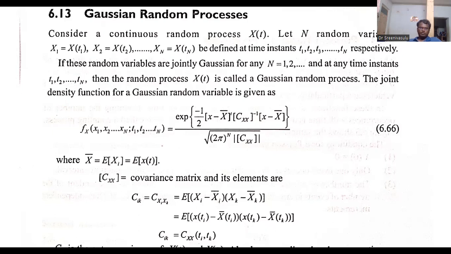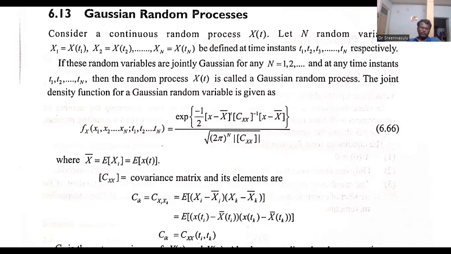Now, what is the x bar? Expected value of x, generally, for a random variable. Now here it is a random process, so we need to write x bar indicates expected value of x of t. Suppose at time t equal to t1, x of t1, at time t equal to t2, x of t2, at time t equal to t3, x of t3. So that is the meaning.